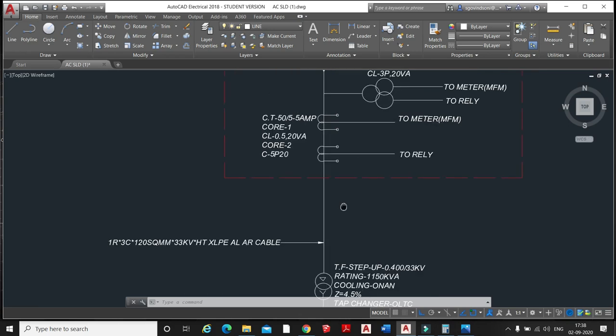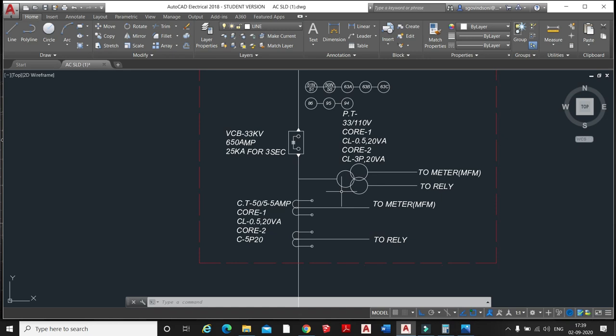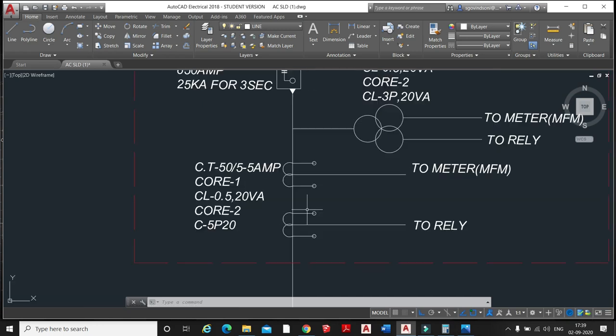For the 33 kV side, this is our protection vacuum circuit breaker, where we use the CT, PT, breaker and relay. This is your dual core CT. One CT is mainly used for metering purpose, and the second CT is used for protection purpose. The class of the metering CT is 0.5, and the class of the protection CT is 5P20. It means 5% error, P means protection, and 20 means 20 times your normal current.